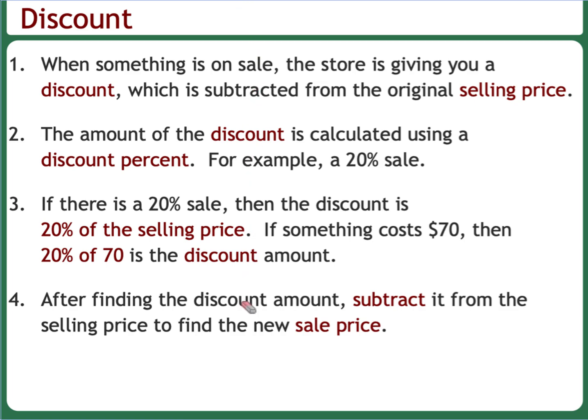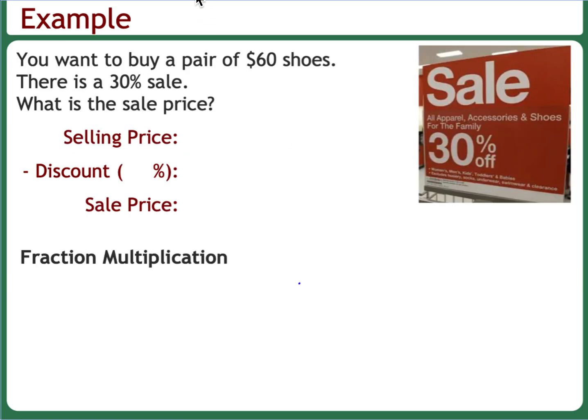So here's the process, and I'm going to talk through this on the example slides. Just know that this is here if you want to revisit this and read through it, but I'm going to go ahead and talk through it in the example slides. So you want to buy a pair of $60 shoes. There's a 30% sale. What is the sale price?